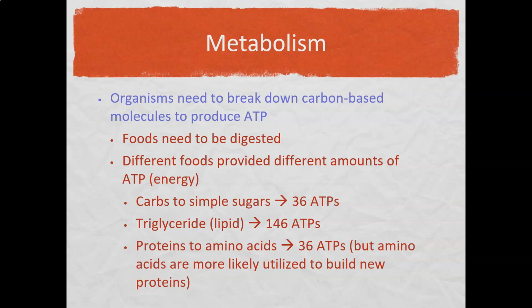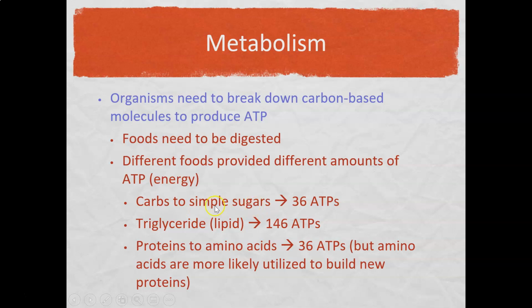Glucose, although that's going to be what we focus on when we talk about cellular respiration, it's not the only thing organisms can break down, right? You take in foods, you digest them, you break them down into their component pieces, and then those component pieces get used by your cells. And different foods provide different amounts of energy or ATP in what your cells are able to produce from them. So we're going to focus mostly on the carbs, right?